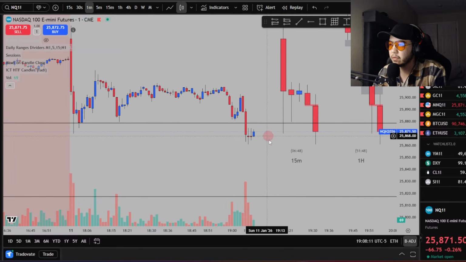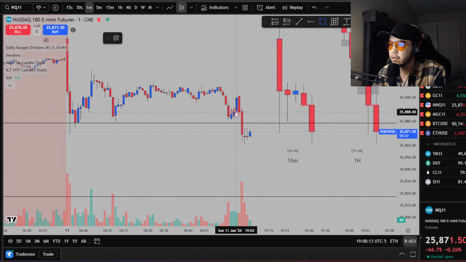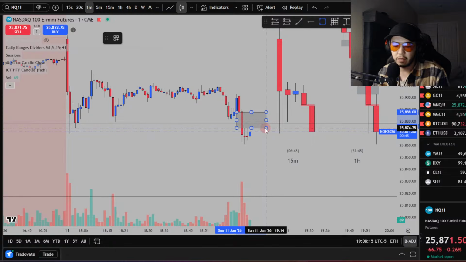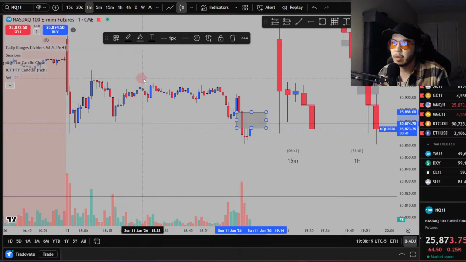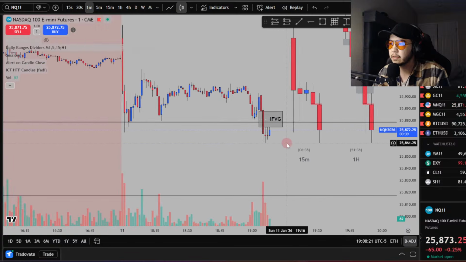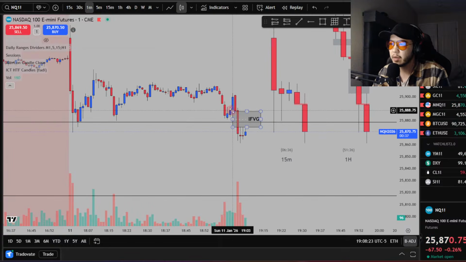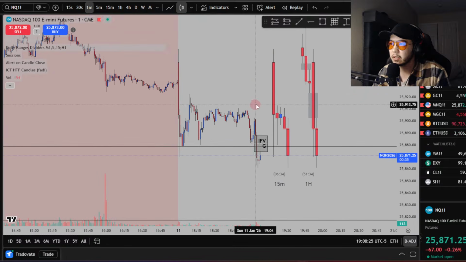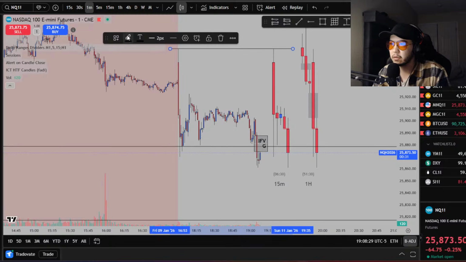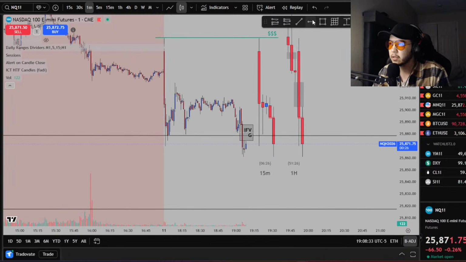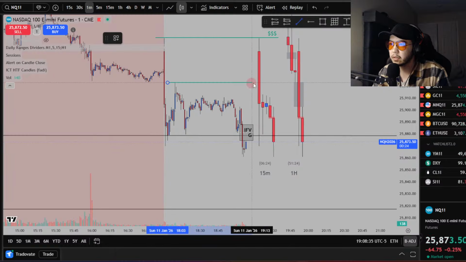So on NQ, we'll close below it. If we get this inverse gap, I might be interested in getting in. If we inverse this gap, our target would be here. Take profit. Also here.